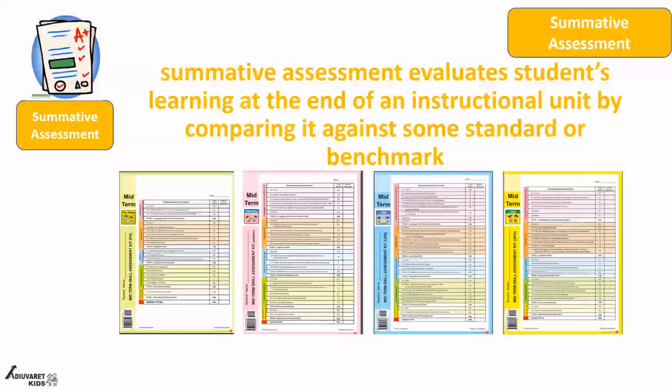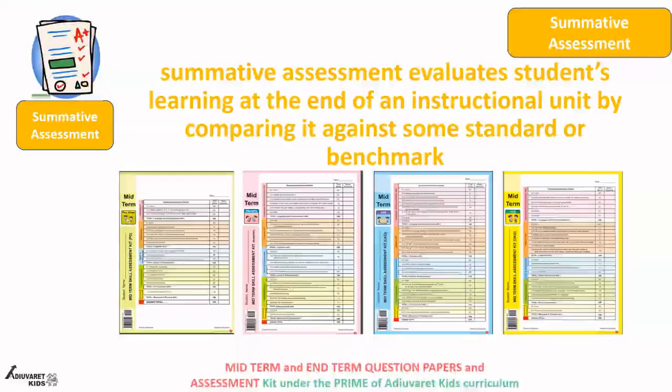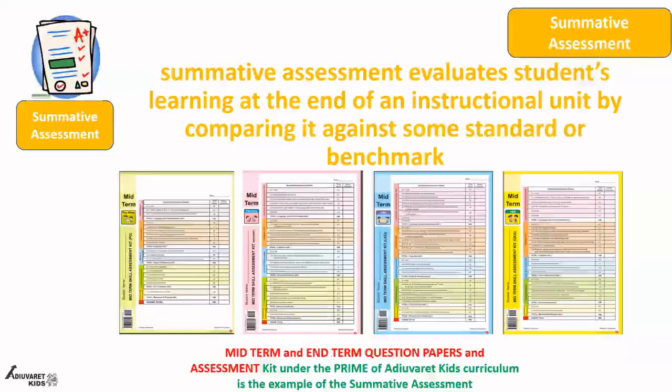This midterm and end-term assessment kit pulls together everything that was planned in the first 4 months, or term one, which is called the midterm examination, and again another 4 months of the syllabus is pulled together and put into an assessment kit called the end-term examination kit. So Eduvarate Kids has nicely designed this midterm exam paper and end-term exam paper in order to ensure that summative assessment is done without much difficulty for all the children in the preschool years. The Prime Kit of the Eduvarate Kids curriculum is the best example of midterm and end-term examination, and that is the summative assessment.